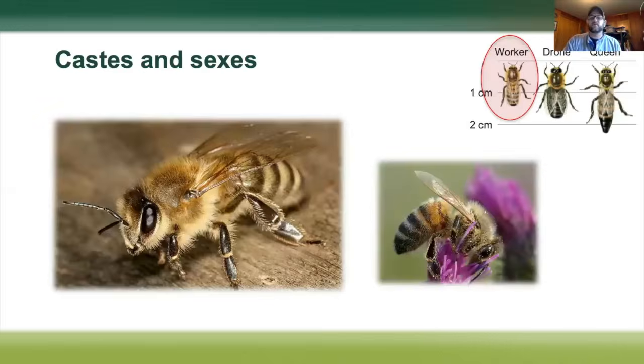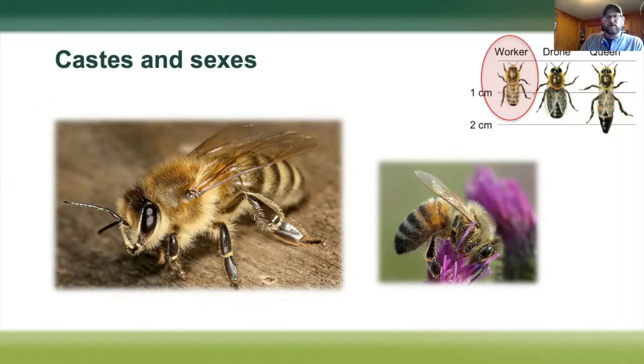So let's start with the worker. You can see my chart up here in the top right corner where we give you the size of the individual workers and drones and queens. So the first thing you should note is there is a big difference in size between these three bees. Now, when we talk about the workers, they are all females. They are the most numerous, and they are the smallest in the colony. So there are the most of them in the colony.